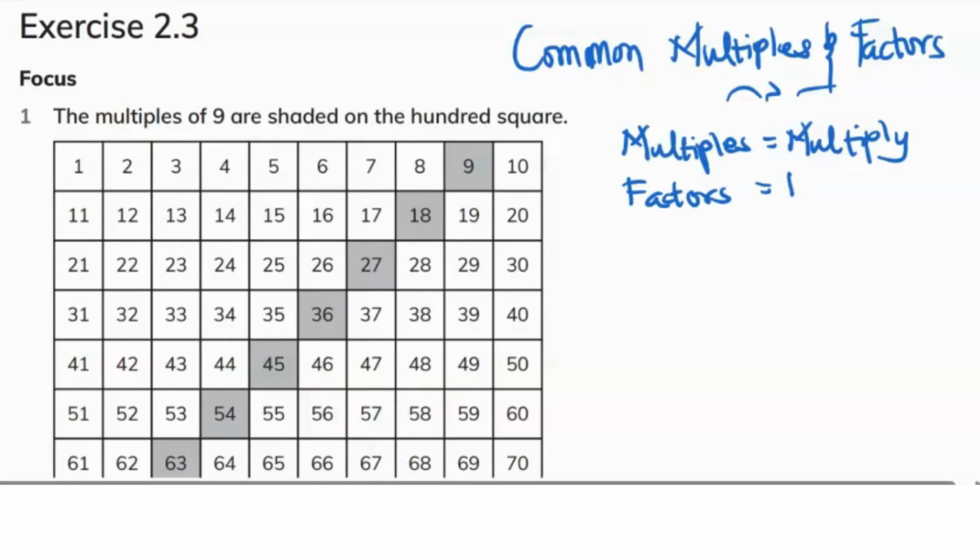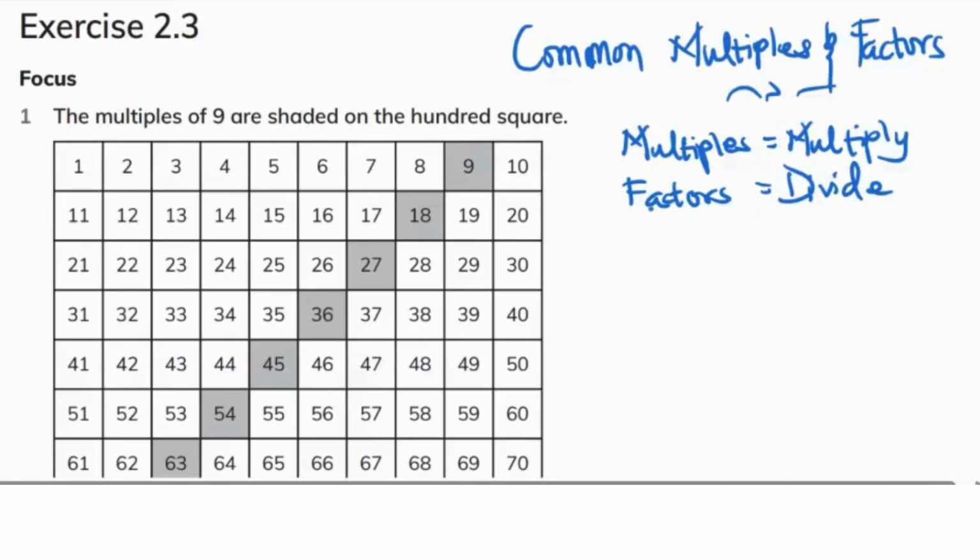And factors are numbers that divide, right? So numbers that divide a number to give you a whole number, that's a number without a remainder. It gives you an answer that's a whole number without a remainder. So it divides another number to give you a whole number without a remainder.